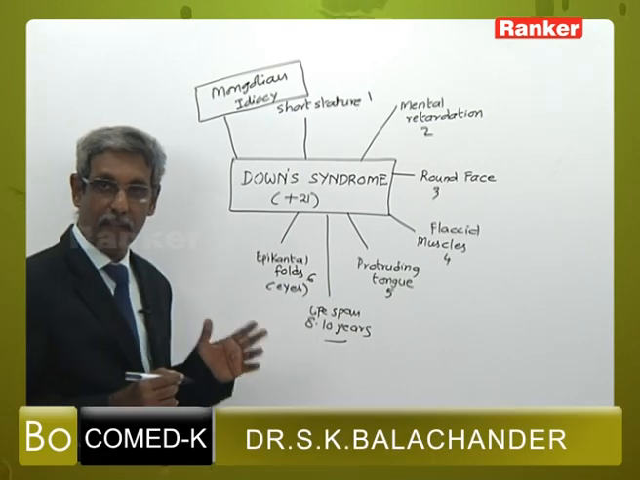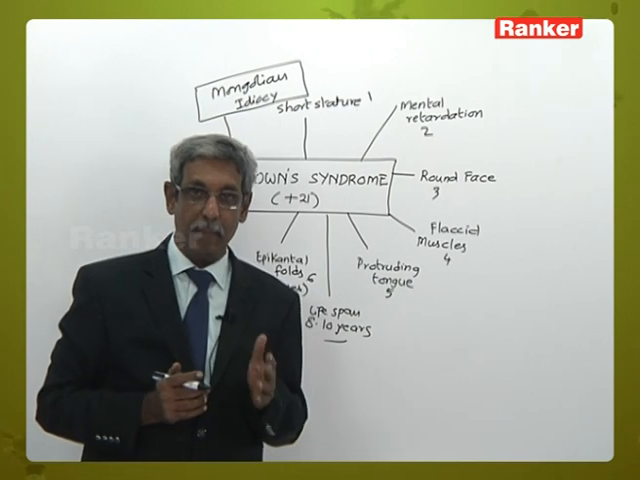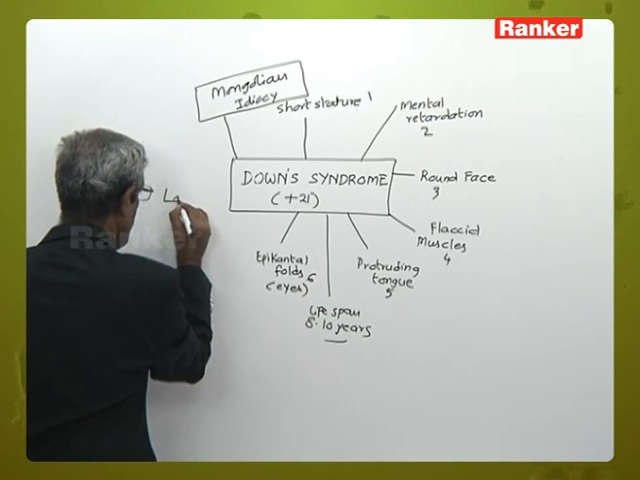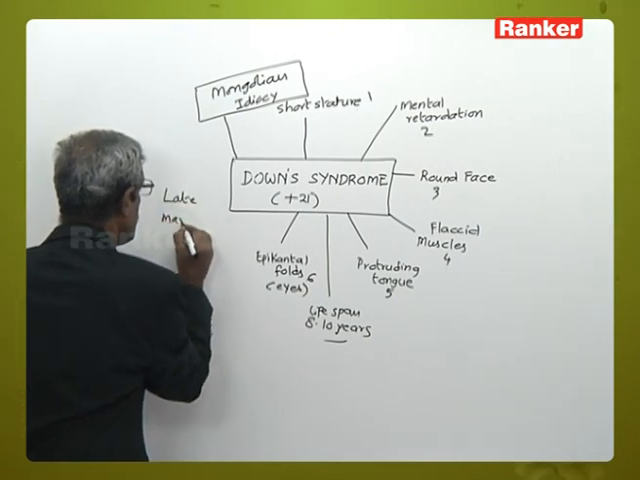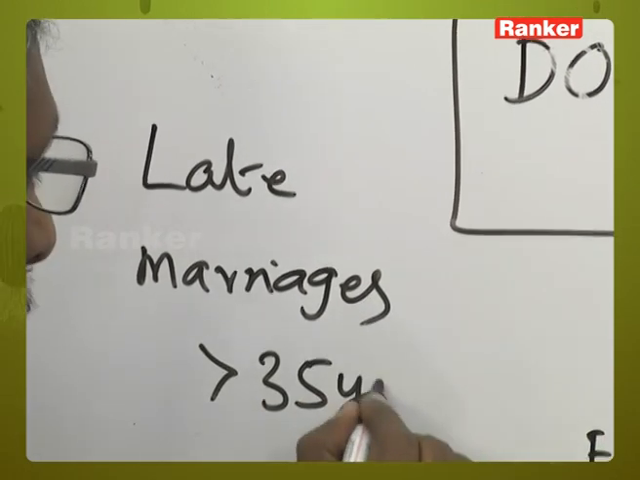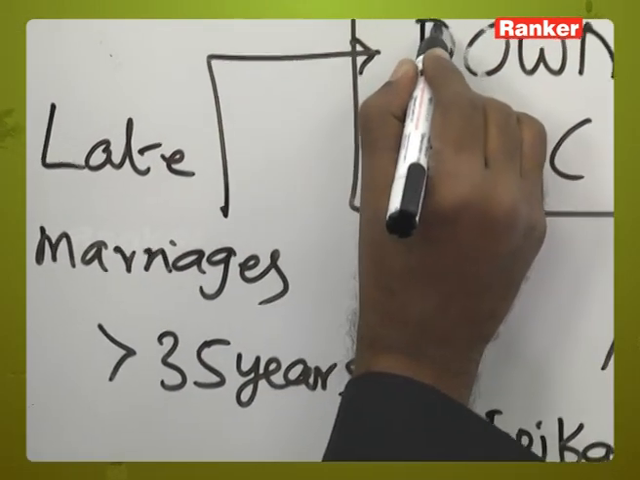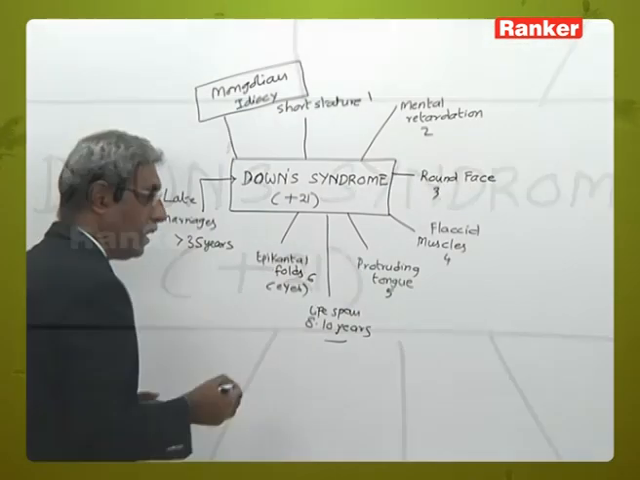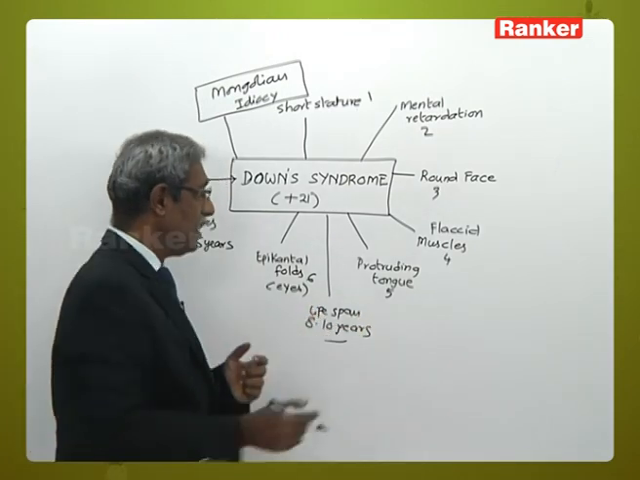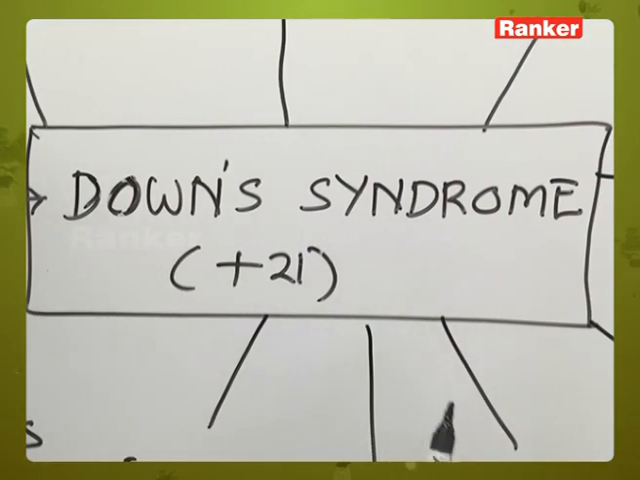And the frequency of occurrence of Down syndrome is higher especially if the mother's age exceeds 35 years. So, with late marriages, wherein the woman attains an age of greater than 35 years, there is a high probability that the child will inherit and show Down syndrome due to non-disjunction of chromosome number 21. So, these are the specific human clinical genetic traits of Down syndrome.